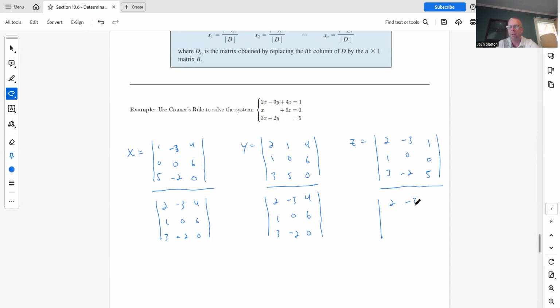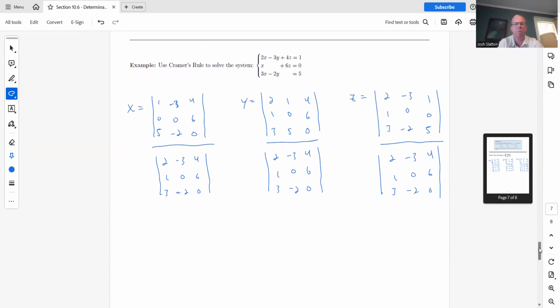I will let you do all the calculating. I already did it beforehand just to make the video shorter. There's no need to go through and calculate all these determinants. We did a 3x3 determinant in the first video.